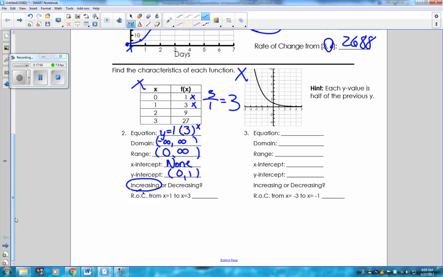Is y2 your biggest number or the smallest number? If it's increasing, then y2 will be your biggest number. If you're decreasing, y1 will be your biggest number. So if I'm using the formula y2 minus y1 over x2 minus x1, it's going to be 3 minus 1 at the bottom. What's my first number on the top? So what's my rate of change?